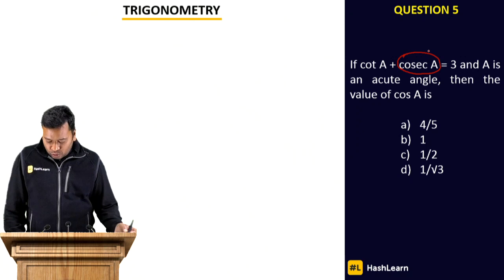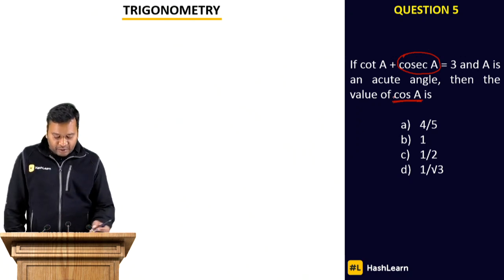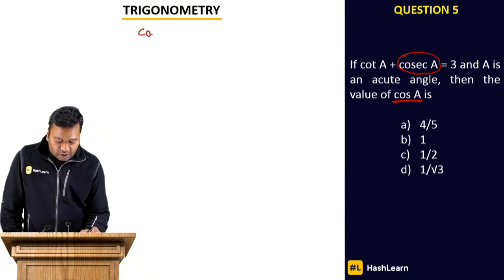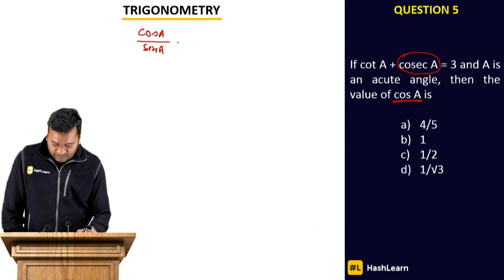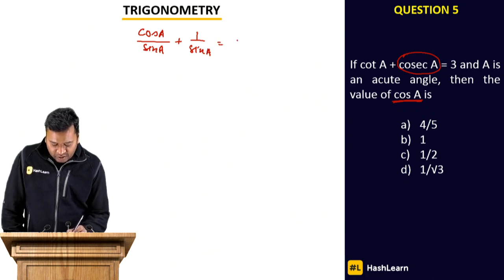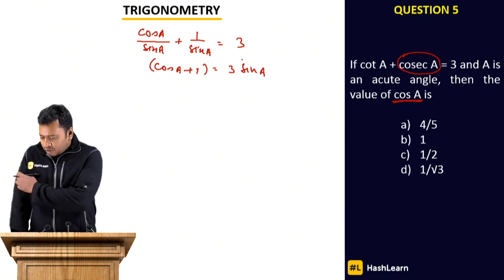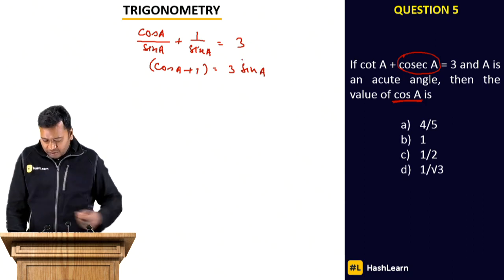सो cot, तो इनको नॉर्मल फॉर्मेट में लिखते हैं बिकॉज वैल्यू ऑफ cos a करना है, राइट? सो cos के फॉर्मेट में कन्वर्ट करना है. सो आई कैन से cos a बाय sin a प्लस cosec a इज इक्वल टू 3, राइट? सो आई कैन से cos a प्लस 1 is equal to 3 times of sin a, right? So cos a plus 1 is 3 times of sin a.